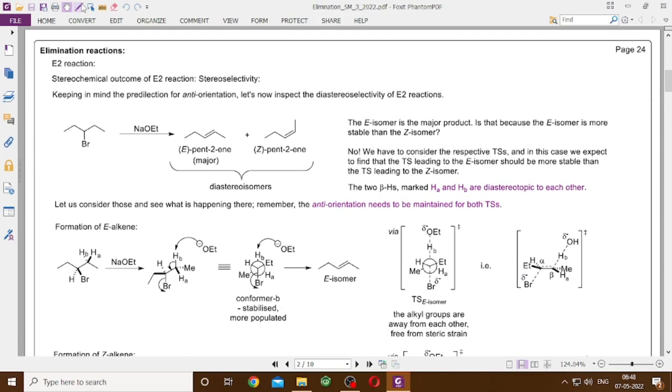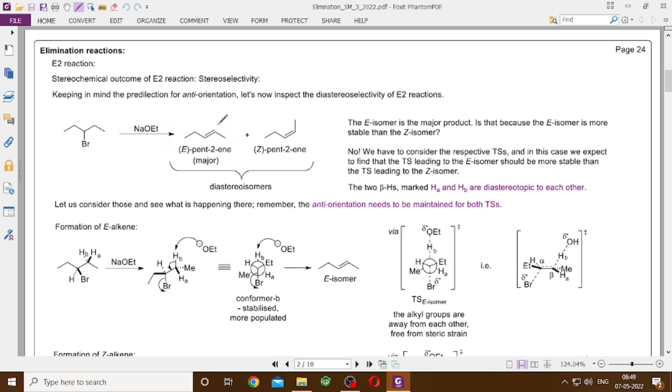Our example was 2-bromopentane, where we have no regiochemistry issues, but abstraction of a beta hydrogen leads to the formation of the E-2-pentene, which is the major product, and abstraction of yet another beta hydrogen from the same carbon leads to the formation of Z-2-pentene, which is the minor product. So now that we have understood that the CH bond and the CBr bond that are being broken have to be anti-periplanar, let us try to understand why this stereoselectivity.